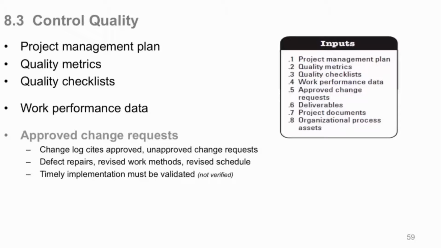The change log, which shows the status of all changes, cites the approved and unapproved change requests. Defect repairs, revised work methods, revising the schedule could all be under the umbrella of an approved change request. I mentioned this before, timely implementation must be validated, not verified, but validated, which means was this approved change request embedded in the work in time to make a real difference? It could be you're doing your work and an approved change request comes in, but it didn't get over to the work area in time, and they went on building, and now they have to back up and do some repair, rework. So timeliness of change requests, once they are approved, is critical to quality.